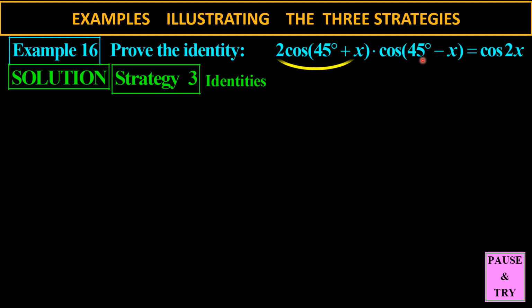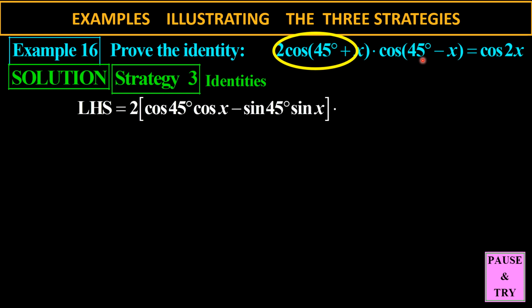Do you see the identity? That's right. We can expand that using the compound angle identity there for cos of a sum of 2 angles. And if we do that, that's the expansion there. Be careful. Cos 45, cos x. And if there's an addition, it becomes a subtraction. Sine 45, sine of x.